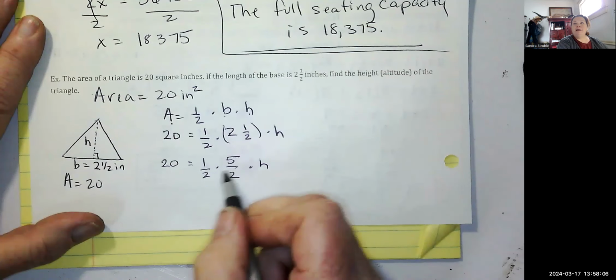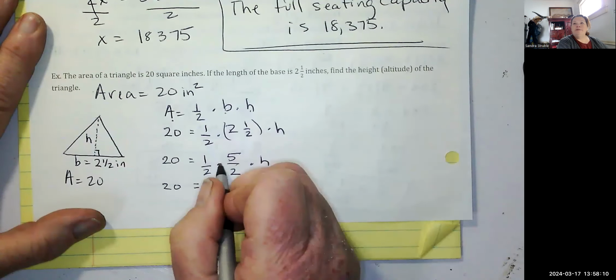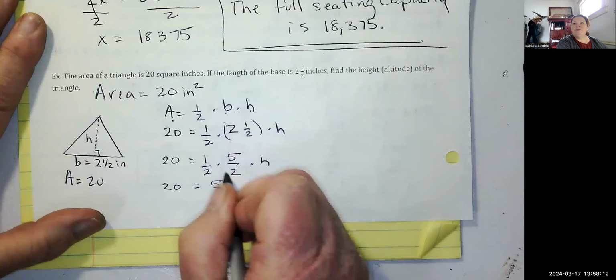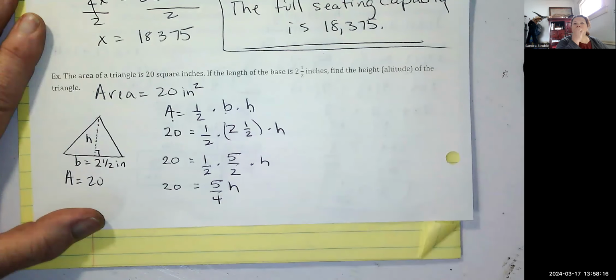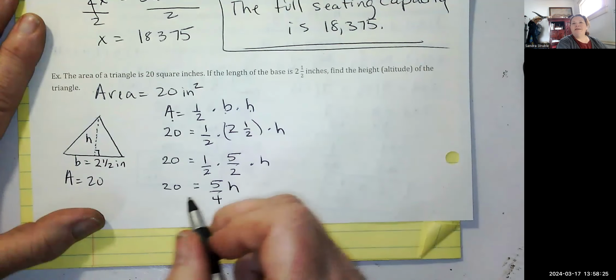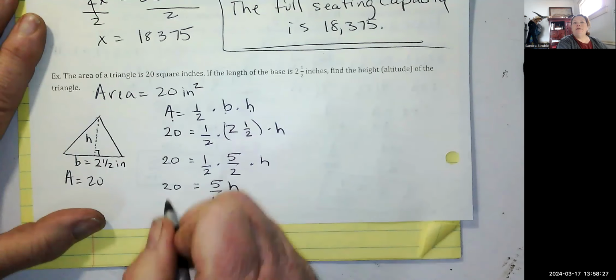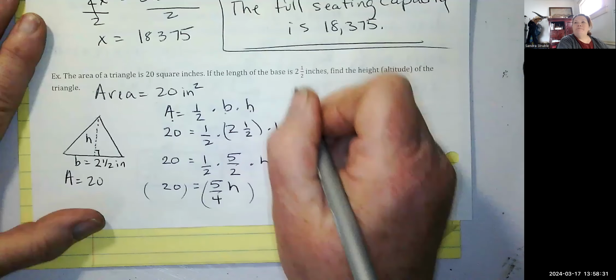We need to multiply before we do anything else. 20 is equal to 1 times 5 is 5. 2 times 2 is 4. And this is h. We can get rid of the fraction by multiplying both sides by 4. Does that sound good to everyone? Or we could divide by 5/4. I think multiplying is going to make everyone happier. So I'm going to multiply both sides by 4. So I'm going to come up here and do that.